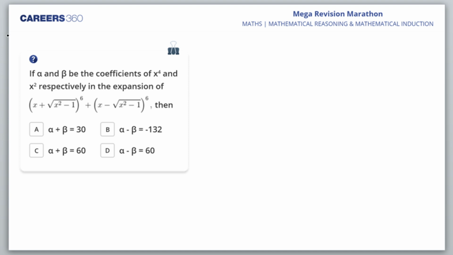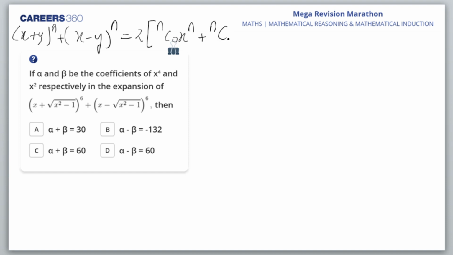Now tell me, I'll do the conceptual part here. Tell me, what is x plus y raised to power n plus x minus y raised to power n ends up with if n is even. If n is even, okay, then in that case, we write first of all, this is twice nc0. The odd powers of y will be cancelled, right? X raised to power n plus nc2 x raised to power n minus 2 y square. This way I'll get the terms. Okay?